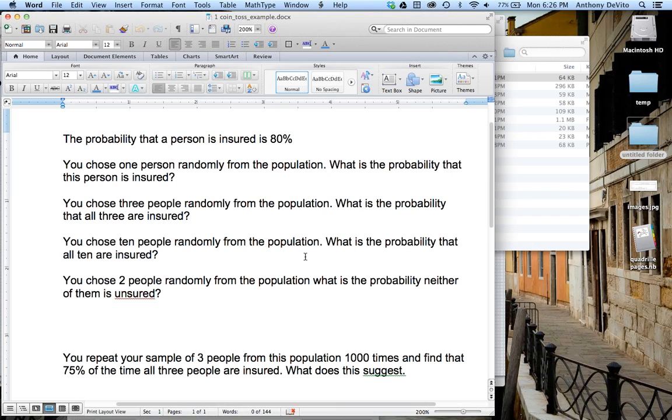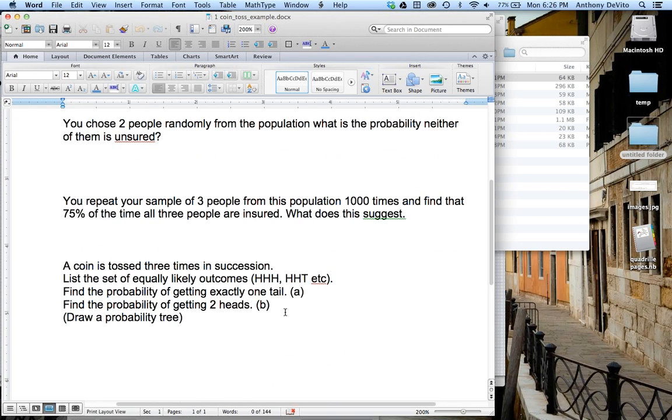Right, 0.2 times 0.2, right? Probability the first person's not uninsured, 0.2, independent event, times 0.2. Okay, good. This occurs because they're independent events. One's not influenced by the other. In other words, you pick one person, then the next person, having picked one person who's insured, it's a big enough population that when we pick the second person, that selection is independent of the result we got in the first one.